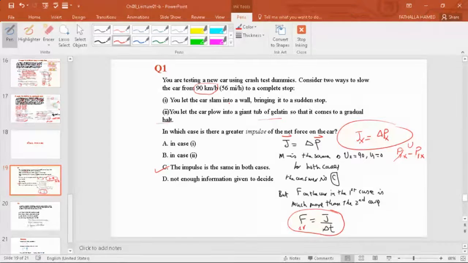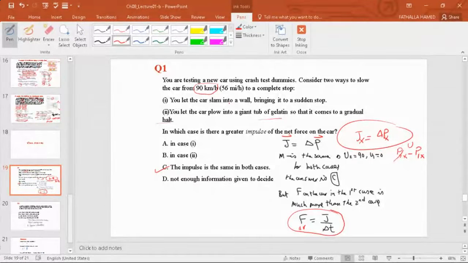And that's why in a car, you have airbags. When you hit, the airbag will give you a gradual halt, and that will have less average force on you, and that will be less damaging. And that's why we have these airbags in cars. But if there is no airbag, the stop will be sudden and the average force will be greater. And of course, that will cause what? Will cause damage. Any question on this one?